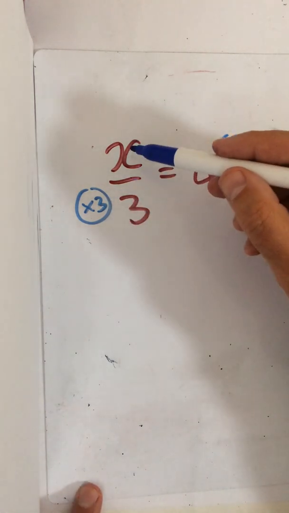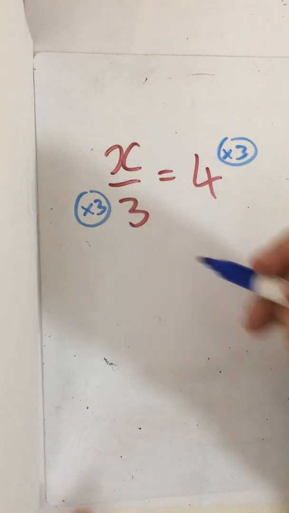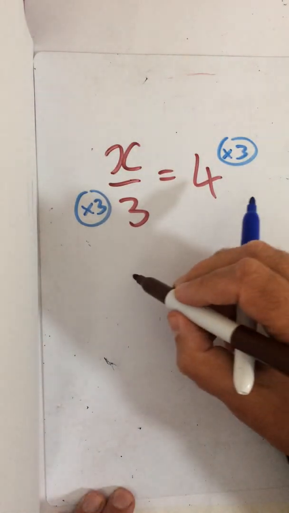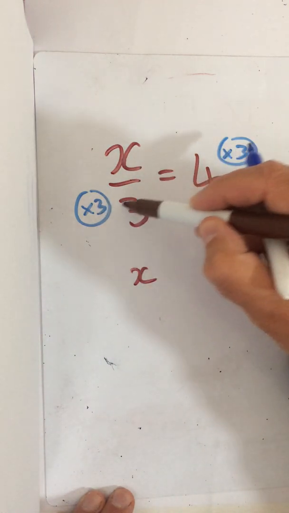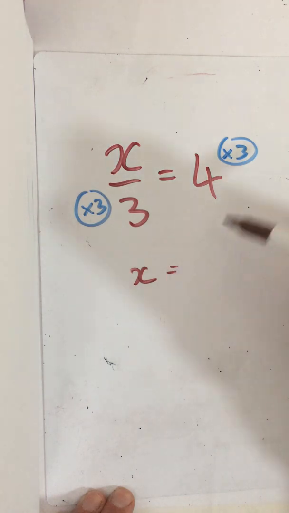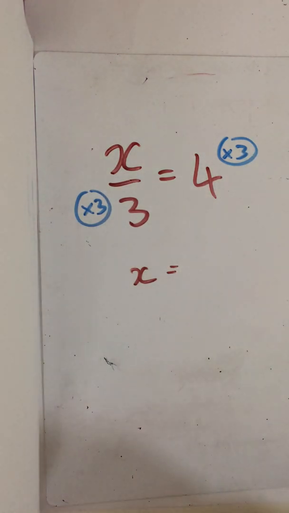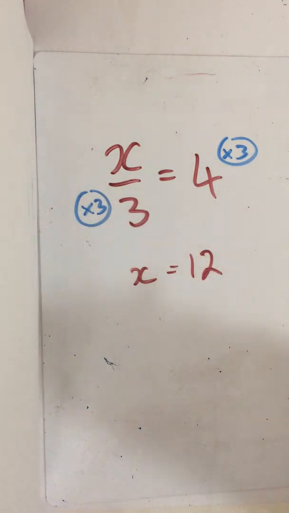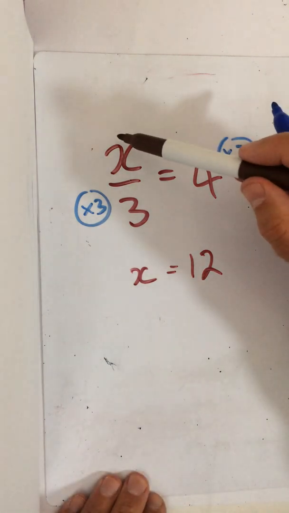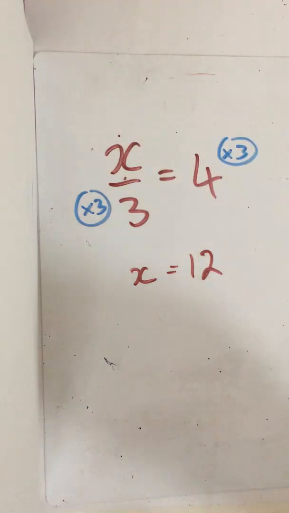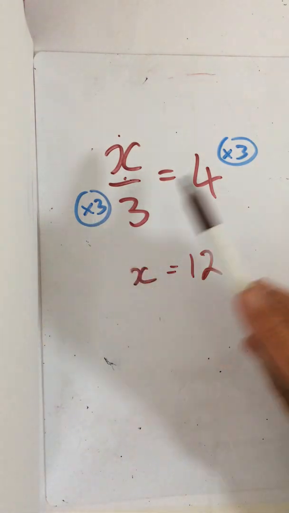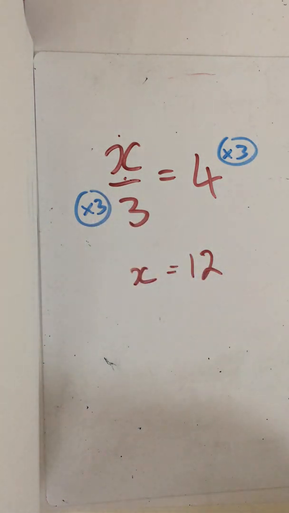Okay, so now we're left with just x on this side of the equation. Because I've got rid of the x divided by 3 by timesing it by 3, I'm left with x. 4 times 3 is 12. x is equal to 12, and that does work out here, doesn't it? 12 divided by 3 is 4. Okay, and I've done the same to both sides. It's the balance method.